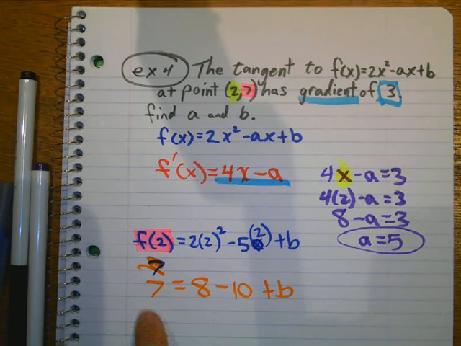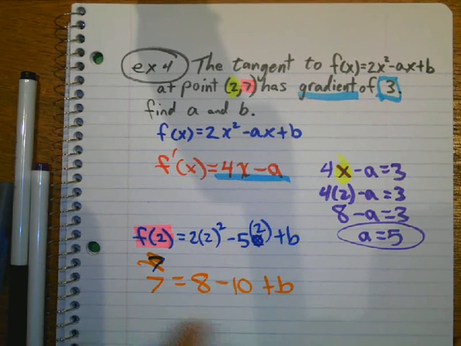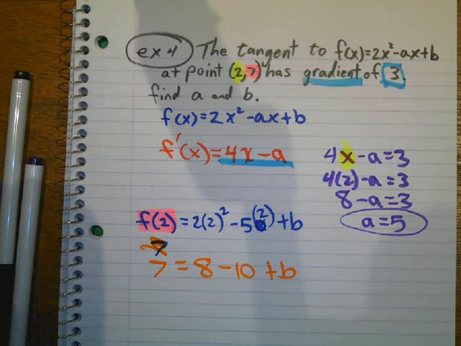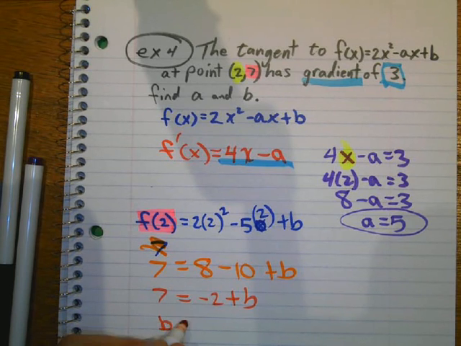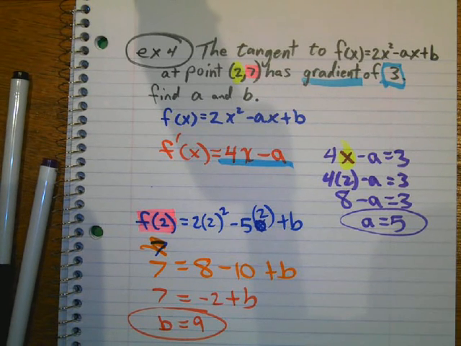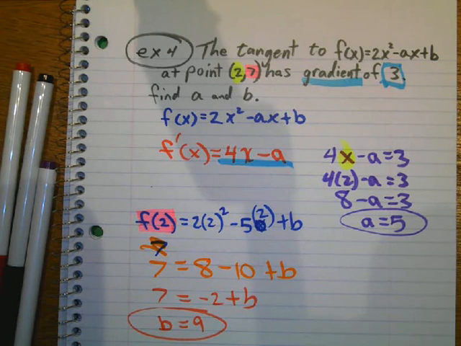And our only variable is b. So now we've got 7 equals negative 2 plus b. So we add 2 on both sides, and we end up with b equals 9. And those are the values of a and b. And I hope this helps you with your homework, and you may want to hit pause and replay to see these examples again.